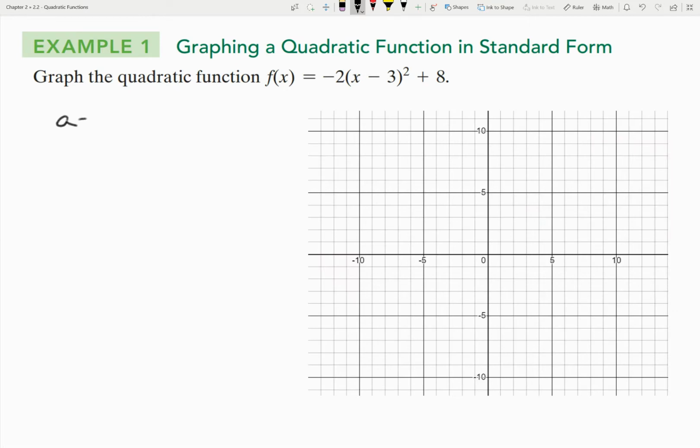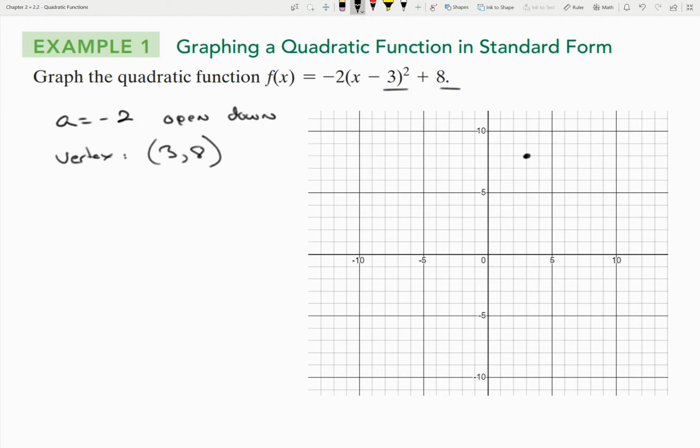So let's talk about this one. A is going to be -2 for this parabola, so that means it's going to open down. Okay. Next, the vertex. Looking at this equation, my vertex is going to be (3, 8). So I'm going to plot that, (3, 8), right there. So I know a few things. I know that that is the middle of my function.